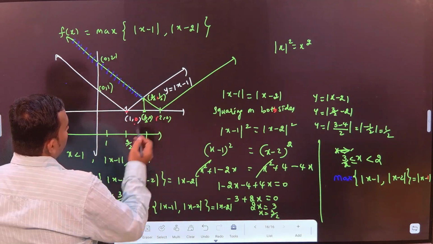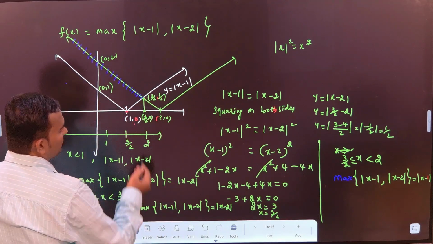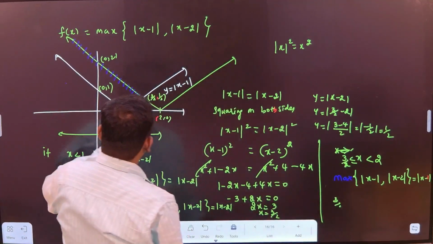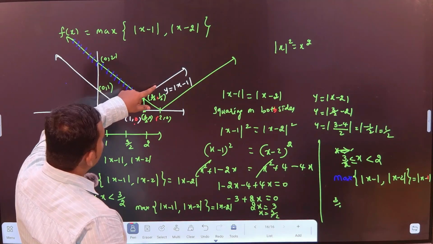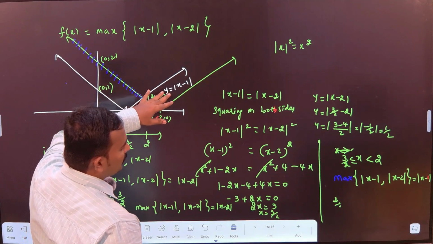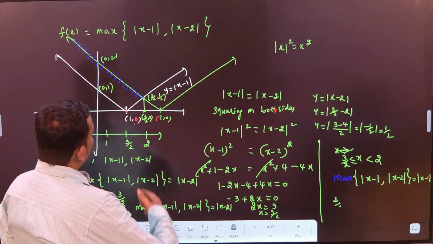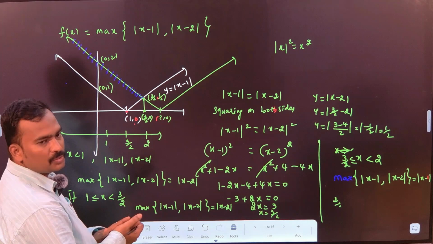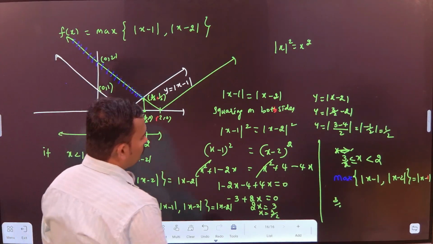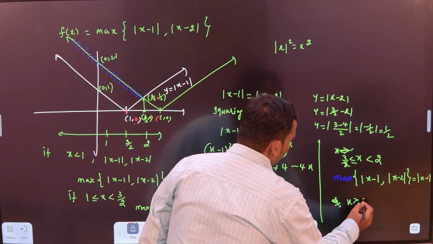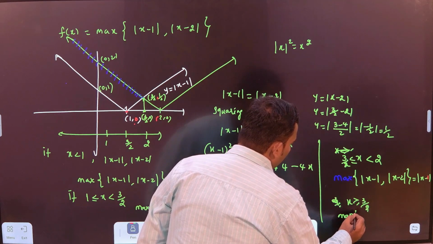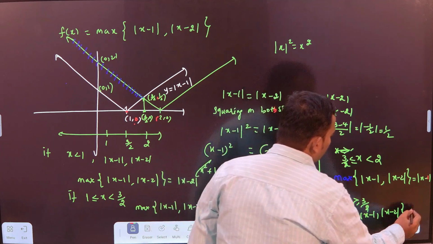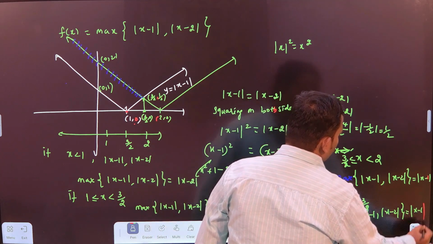Okay, let us take 3 by 2 to 2. So the maximum here is what? For 3 by 2 to 2, you can see the maximum will be mod x minus 1. Yes. And then for more than 2, which is the maximum here? Definitely mod x minus 1 only, right? If x is more than 3 by 2, the maximum of mod x minus 1 and mod x minus 2 will be mod x minus 1.